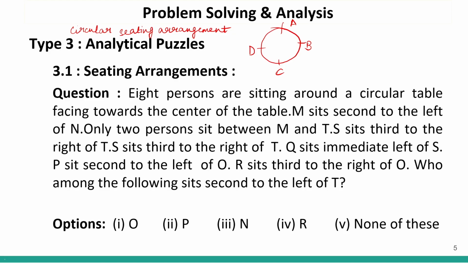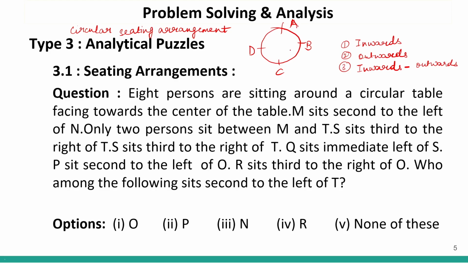Now A, B, C and D. Correct? This is circular seating arrangement. Now in this also you can get two or three possibilities: everybody is facing inwards, everybody is facing outwards, or some people are facing inwards and some people are facing outwards.